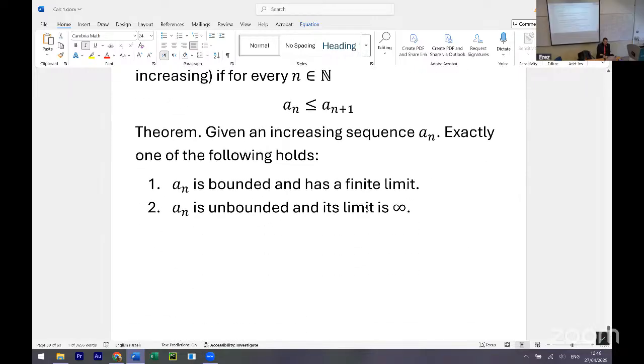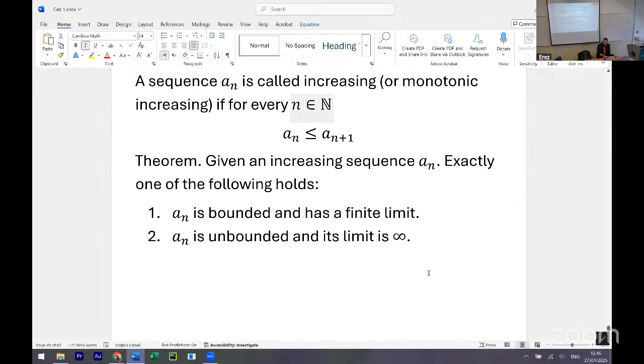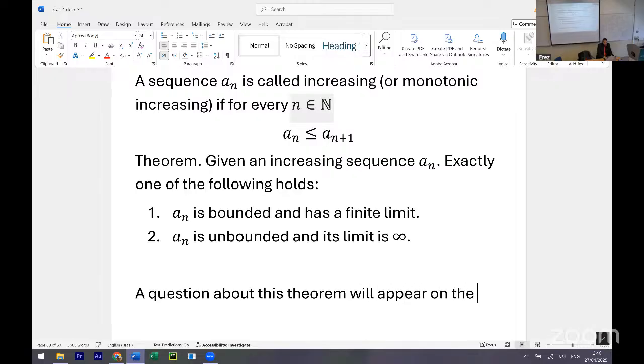And like I said, this theorem is not just for the constant Euler E. I always put emphasis, not just emphasis, a question in the test in this subject. And I'm writing it now: a question about this theorem will appear on the test.